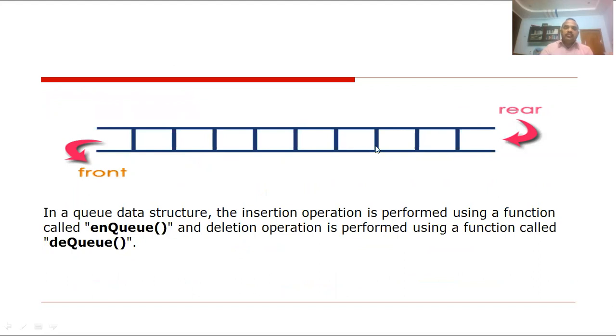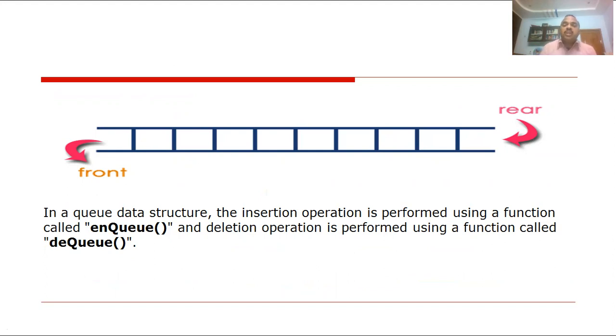So this is an array. This is the front. The first person came and stands here. The second person came and stands here. Then the third person came and stands here, and so on until the last person. The max size is n minus 1. Clear? In a queue data structure, the insertion operation is performed using a function called enqueue.